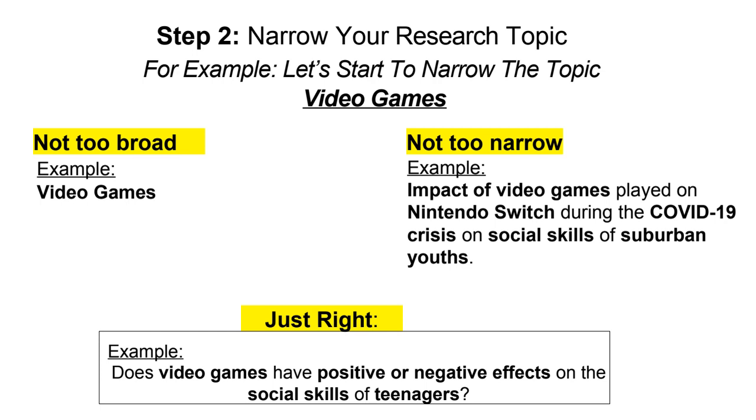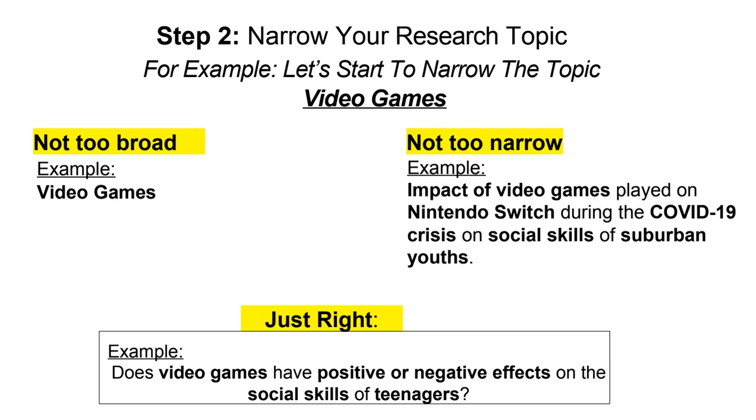But then with that, you may have an idea in mind that may be too narrow. For instance, let's say we wanted to look at the impact of video games played on the Nintendo Switch during the COVID-19 crisis on social skills of suburban youth. Okay, let's take a step back. That may be too specific, and when we get results that are too specific, we're not going to find our results.